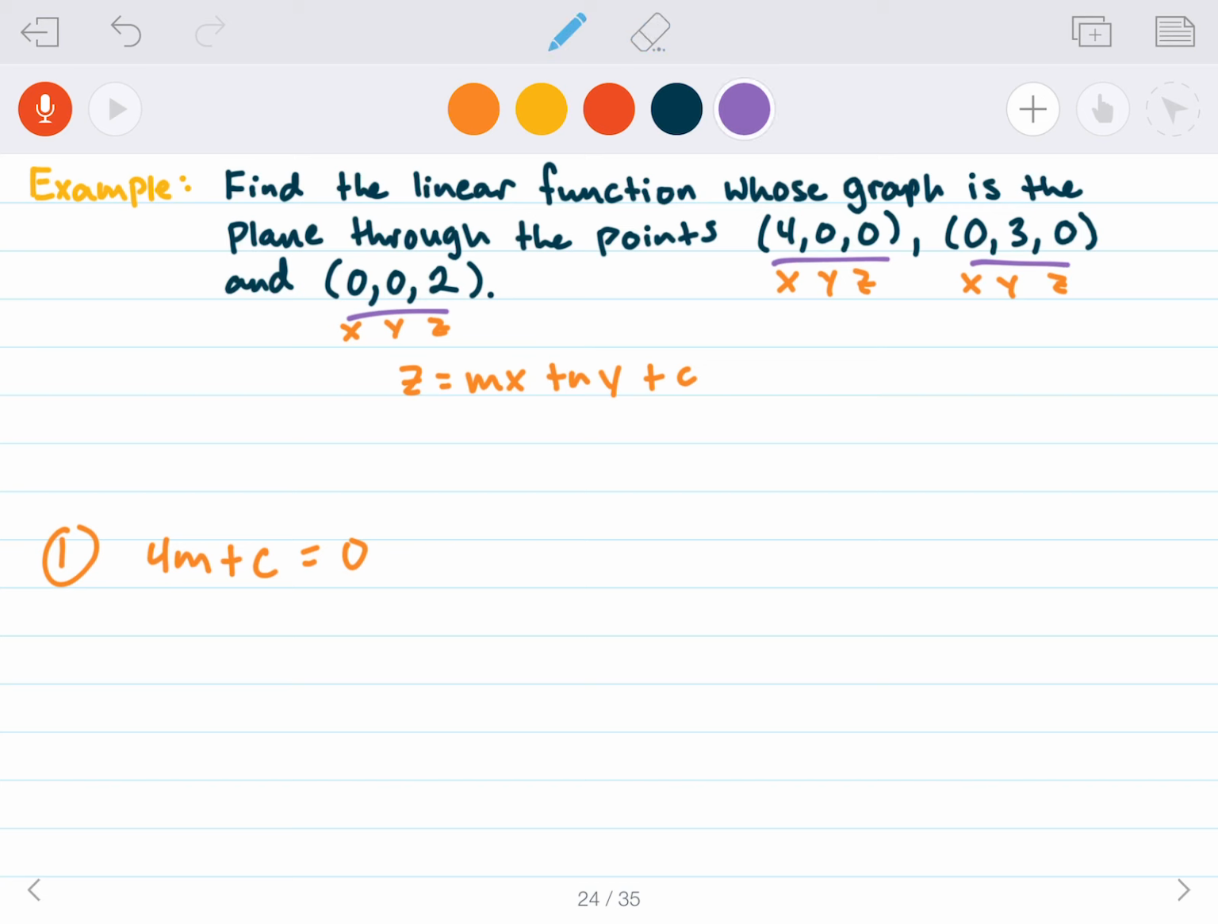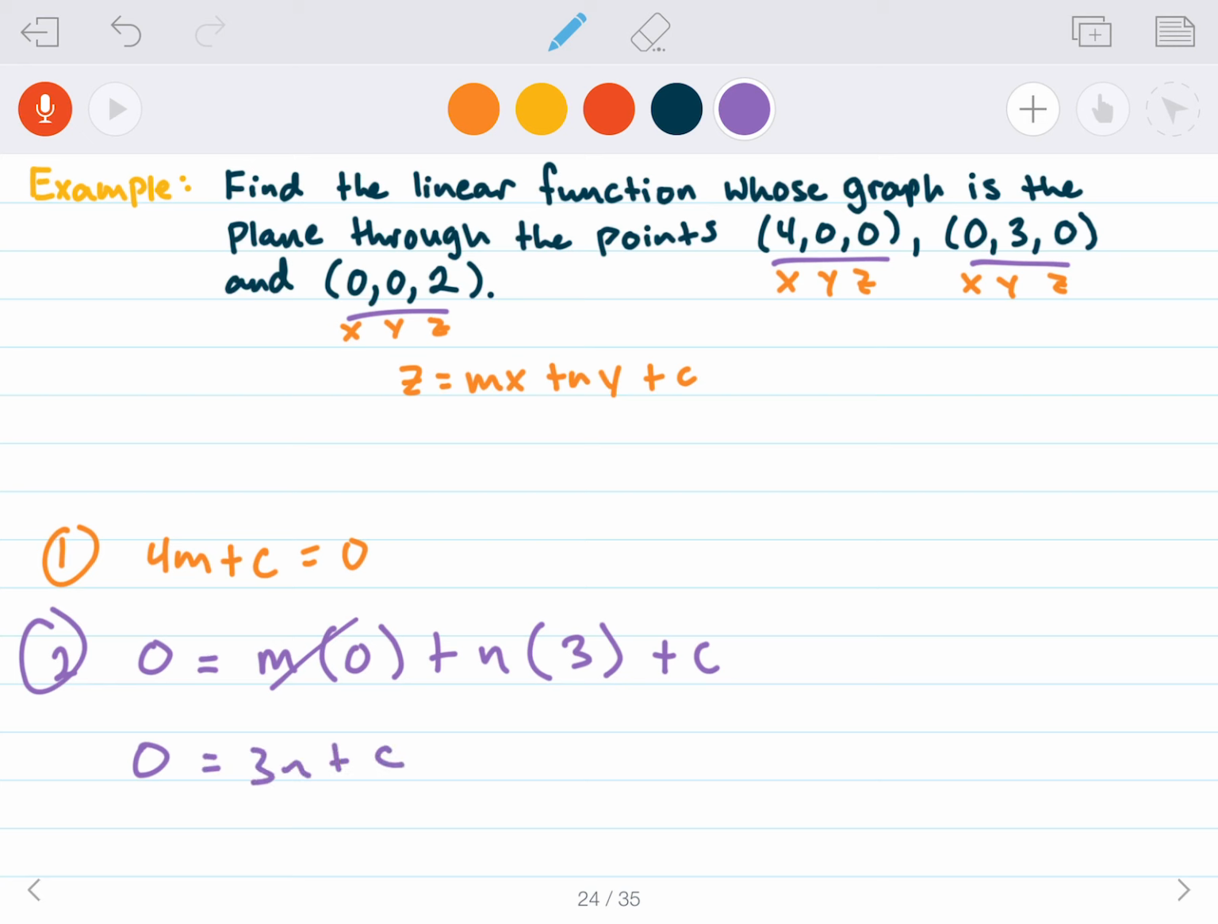Our second equation, we have z is 0 equals m times x, which is 0, plus n times y, which is 3, plus c. So this clears, and we're just left with 0 equals 3 times n plus c. Okay, so that was this point that we just did.